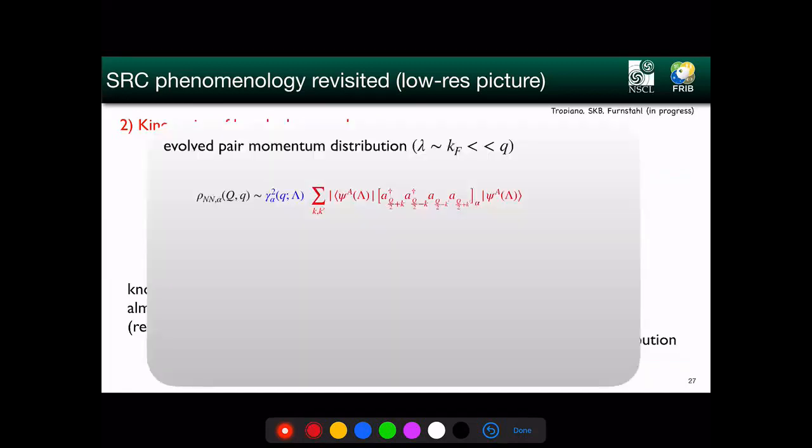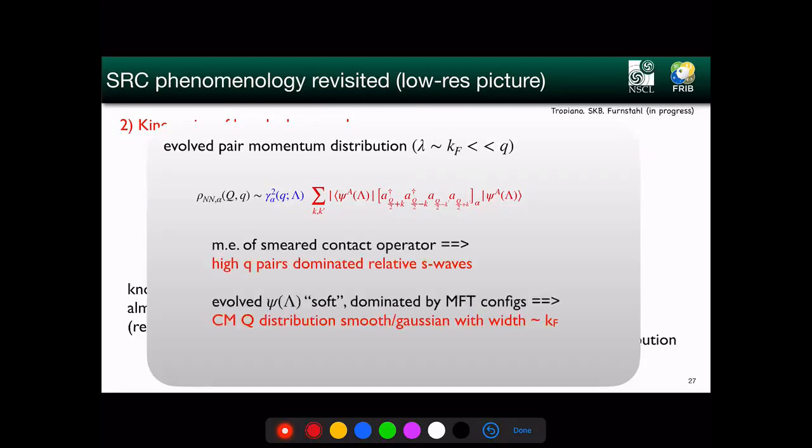Well, again, you go to the leading form of the RG evolved operator with the leading form of the OPE. And this is the generic form that we have here, where this alpha is a shorthand for what NN channel you're looking at. And so this is the form for the pair momentum distribution, which enters in the analyses of these experiments. And the point here is that this involves a matrix element of a smeared contact operator.